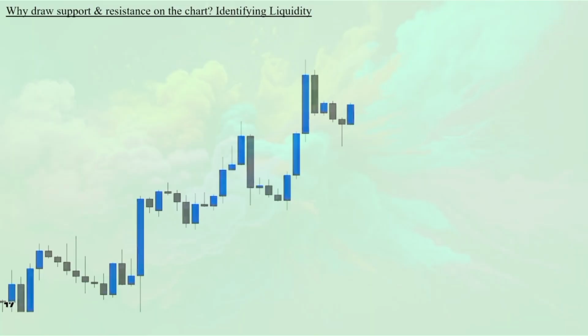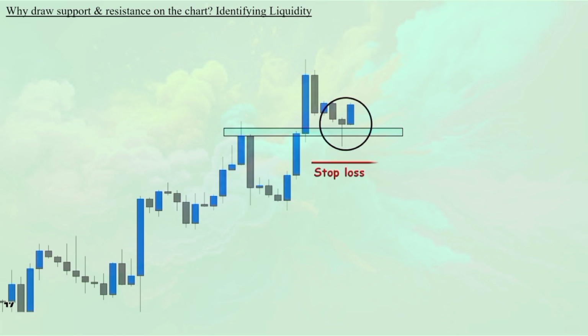Number 3. Identifying liquidity. We know for a fact that when the price reaches the support and resistance levels, the price action traders look for trading opportunities, break and retest. Traders will buy this pair if they see a sign of rejection in the zone. They will put their stops below this level, predicting upward continuation.